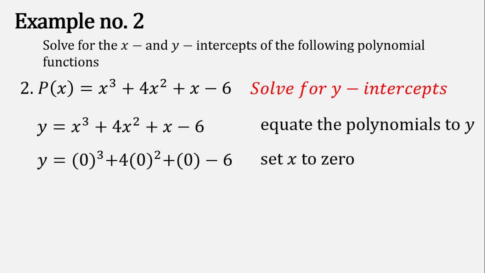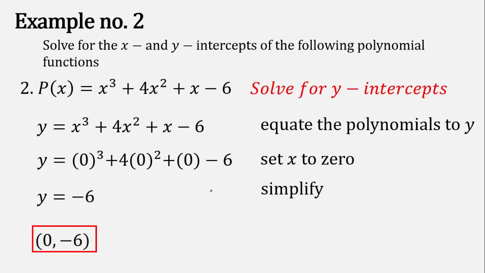Now for y, all we need to do is set the value of x to 0 to find the value of y. So this will give us 0, 0, and 0. So the remaining is negative 6. So the value of y is negative 6. So we have a y-intercept of (0, -6). So these are all for how to get the x and y intercepts.